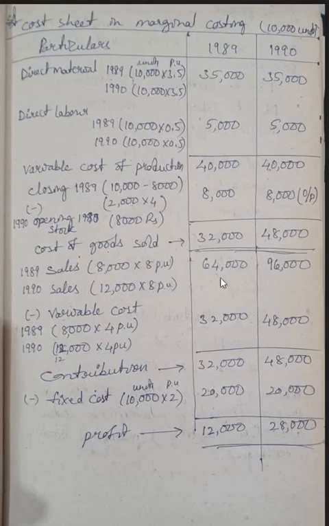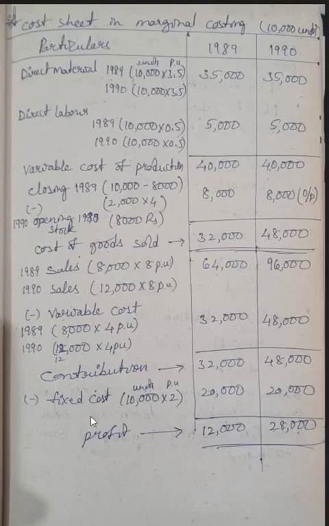If you subtract 32,000 from 64,000, you will get 32,000. Here 96,000 minus 48,000, you will get 48,000 in 1990. These values, 32,000 and 48,000, are your contribution. If you subtract variable cost from sales, you will get the contribution.